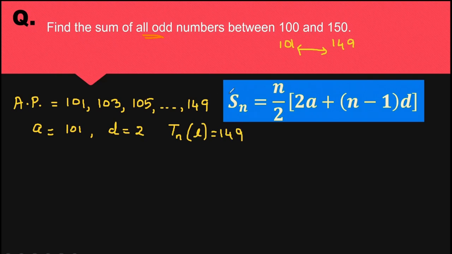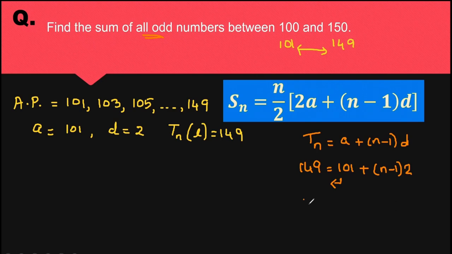So how many terms are there in this AP? We don't know the value of n. So to find the value of n, we use the first formula Tn equals a plus n minus 1 d. So 149 equals 101 plus n minus 1 times 2. Transposing 101 to the other side, it gets subtracted from 149, giving 48, and then divided by 2. So 24 equals n minus 1. That gives n equals 25.